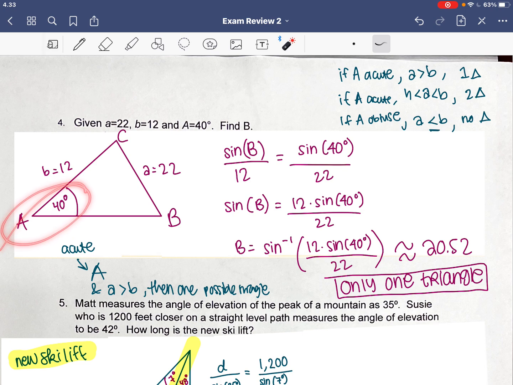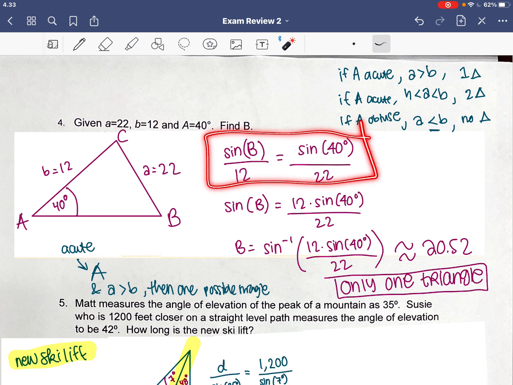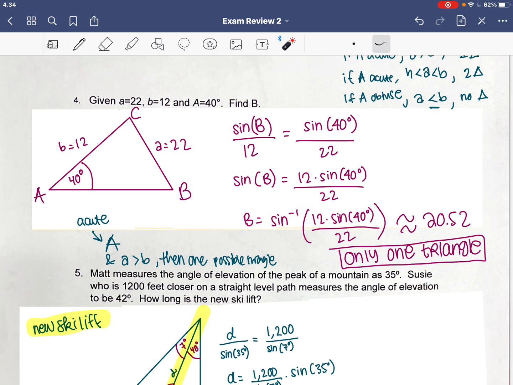Angle A is 40, side A is 22. Again, side A would be the opposite side of angle A, and side B is 12. Then we need to find what angle B is. So I would use the law of sines, because this is angle-side-side, and I would set them up like this, and then I would solve for B. Again, because we're solving for an angle, I would have to take the sine inverse.